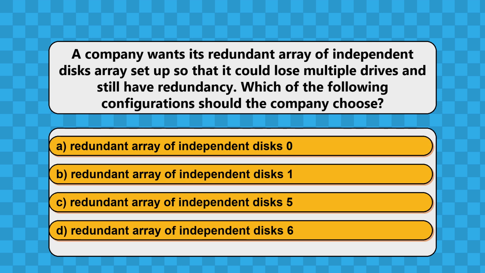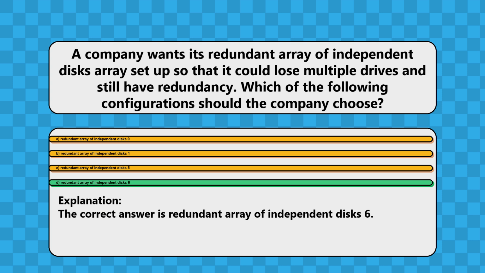Question 29. A company wants its redundant array of independent disks array set up so that it could lose multiple drives and still have redundancy. Which of the following configurations should the company choose? Option A, redundant array of independent disks 0. Option B, redundant array of independent disks 1. Option C, redundant array of independent disks 5. Option D, redundant array of independent disks 6. The correct answer is option D, redundant array of independent disks 6.